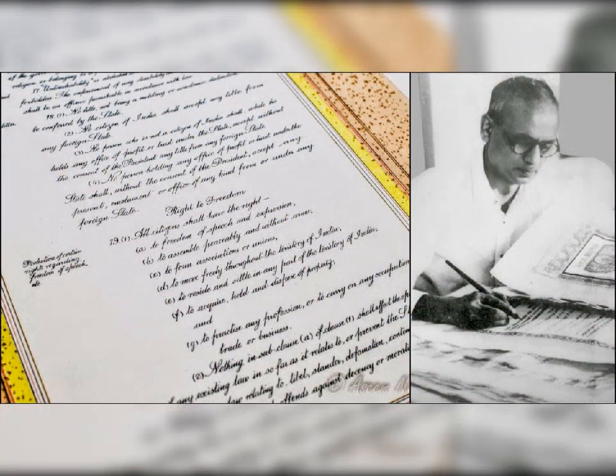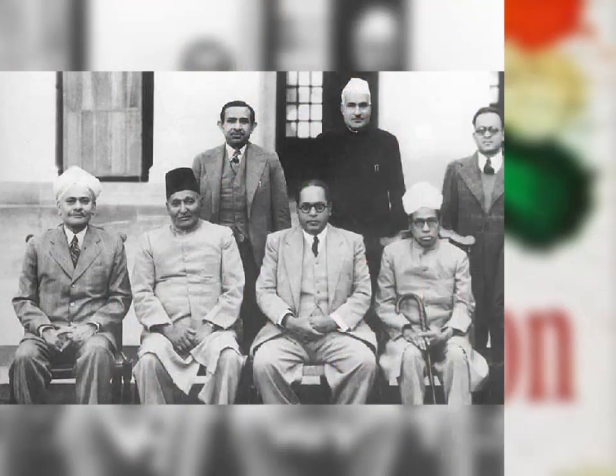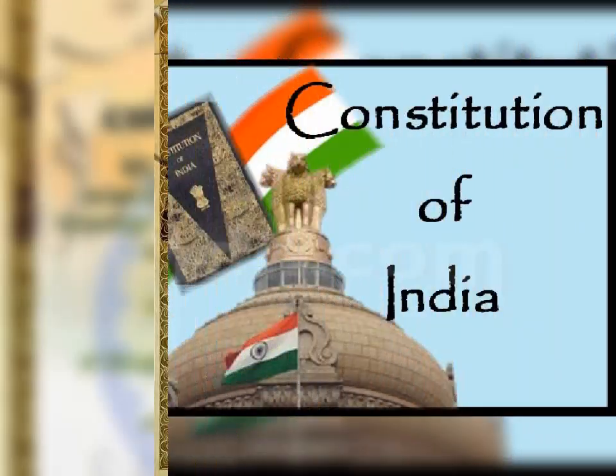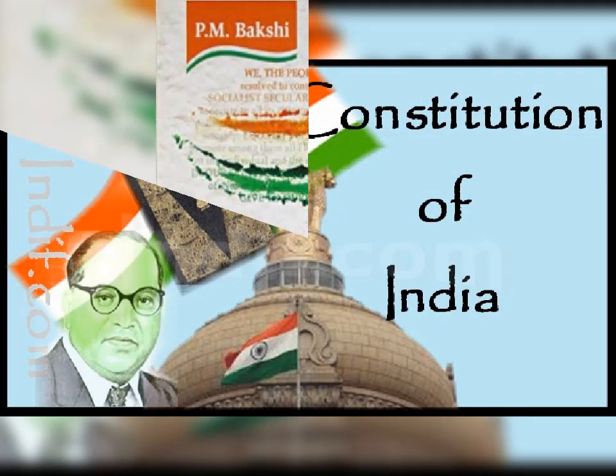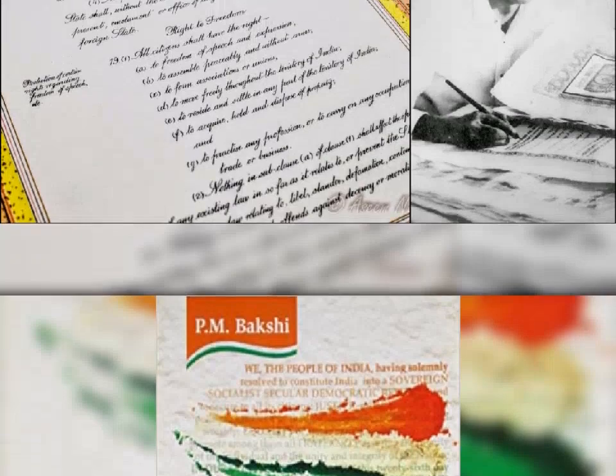Its features can be analyzed in four parts. The first part is the source of authority. You must have seen that our preamble begins with the words, "We, the people of India." These words testify to the fact that the people are the ultimate source of all authority. These words signify the sovereignty of the people of India.